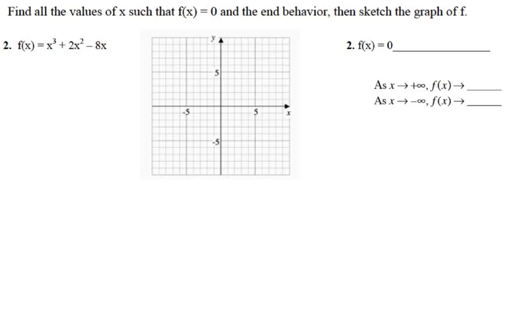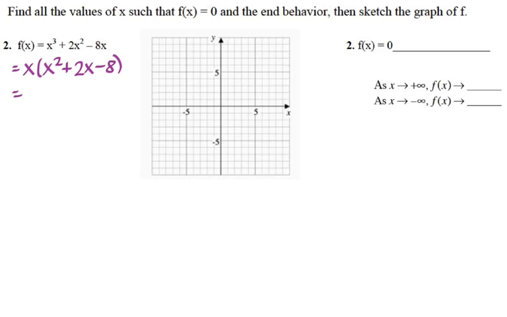Number 2 is graphing a polynomial, so it says find all the values of x such that f of x equals 0. That just means you're finding the zeros and the end behavior, and then sketch the graph of f. So I'm going to start by factoring this. They all have an x in common, so I can take out the x. So that leaves me with x times x squared plus 2x minus 8.